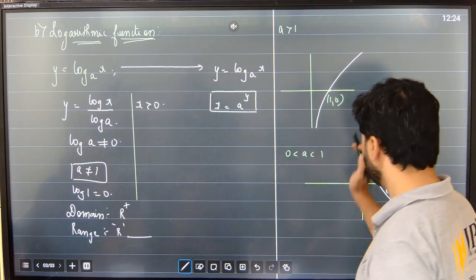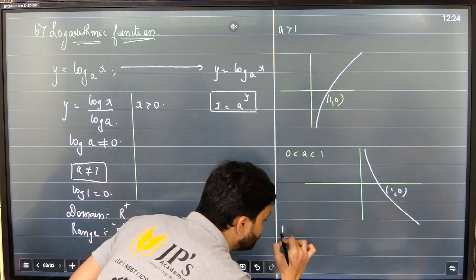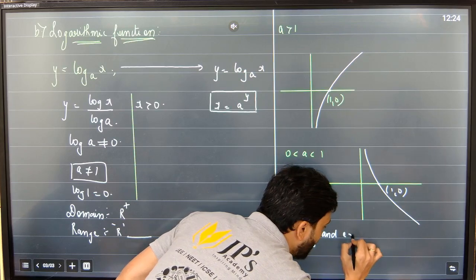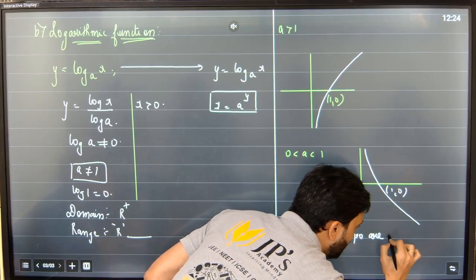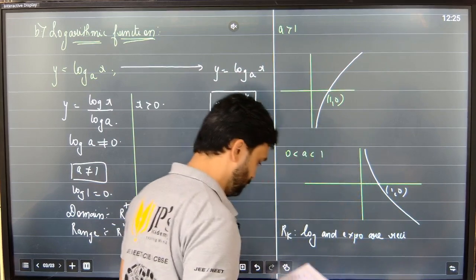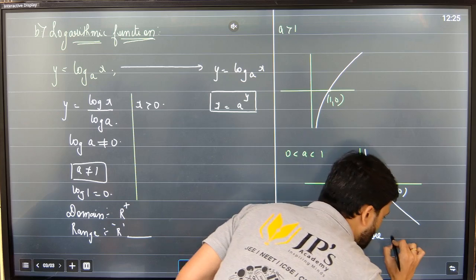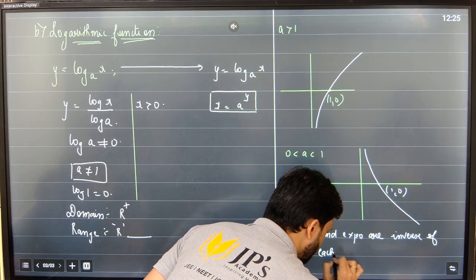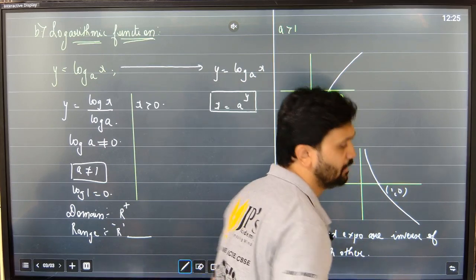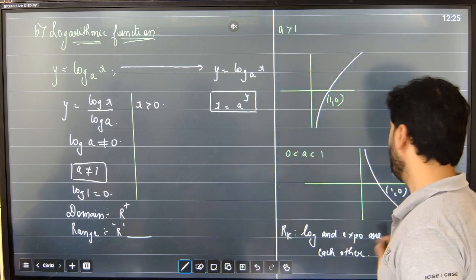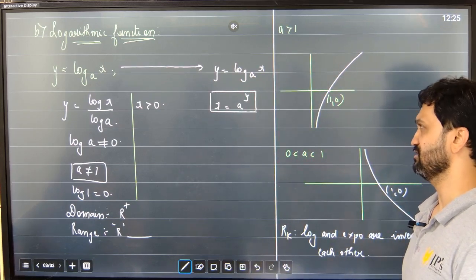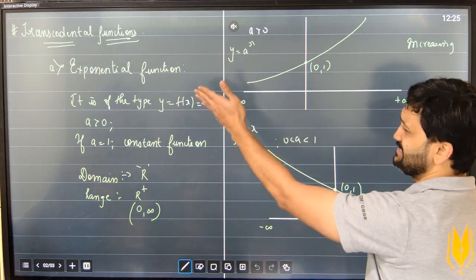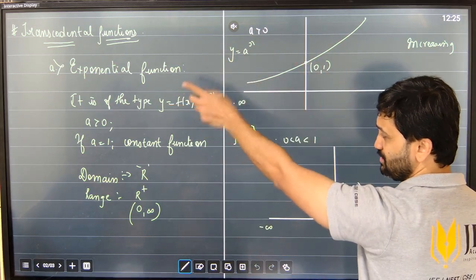Exponential, and we'll write a remark. We'll take a remark here. Log and exponential are inverse of each other, sorry, not reciprocal, inverse of each other. So this is a logarithmic function का graph along with domain range. This is transcendental का first part, that is exponential function का graph.